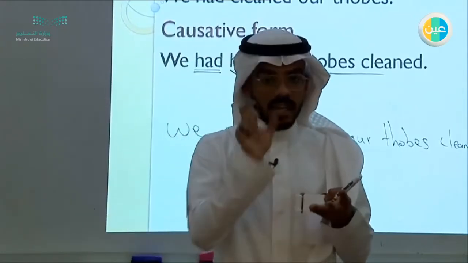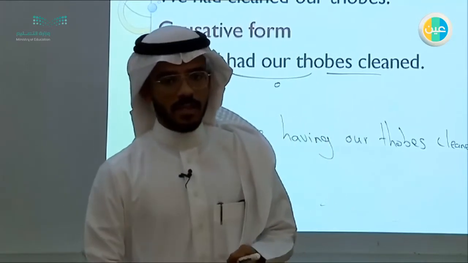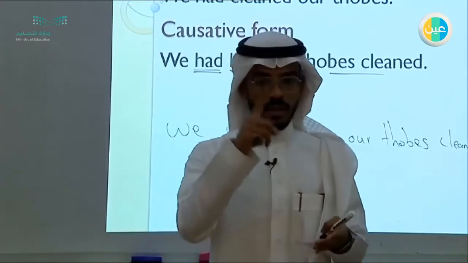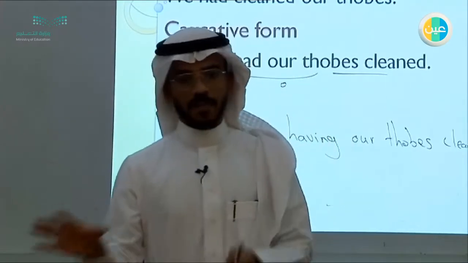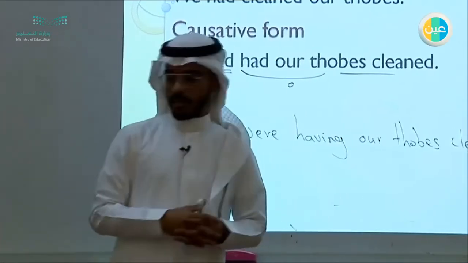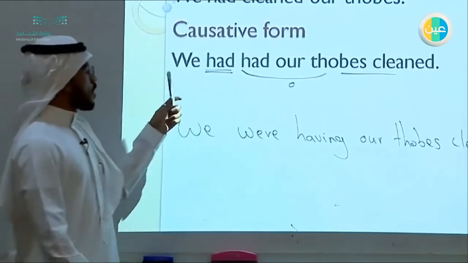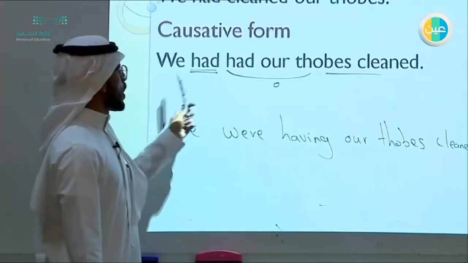I had، نستخدم مع had. I had brushed my teeth والفعل في التصريف الثالث. I had brushed my teeth before I slept. This is the past. نستخدم للحدث الثاني اللي تم بعده الماضي البسيط. Okay, causative we say we had.